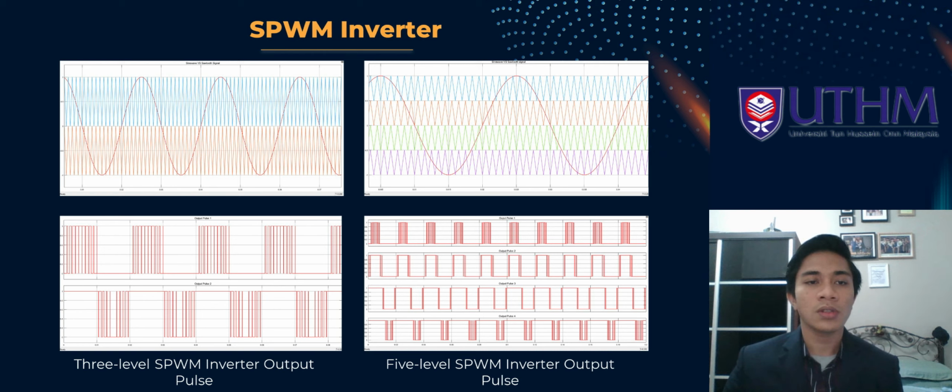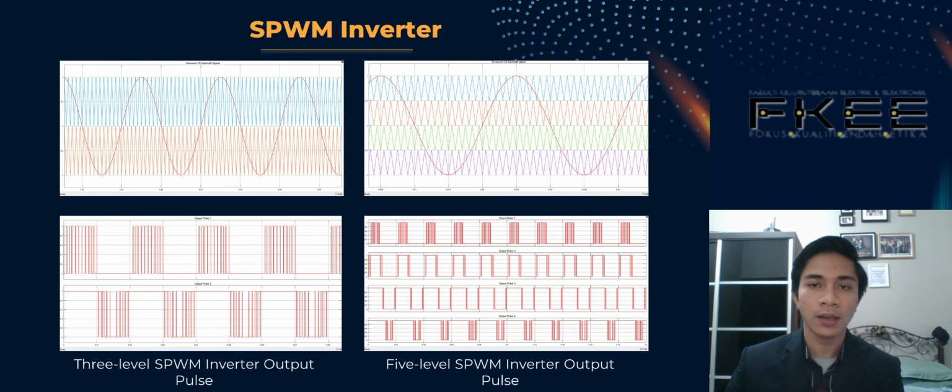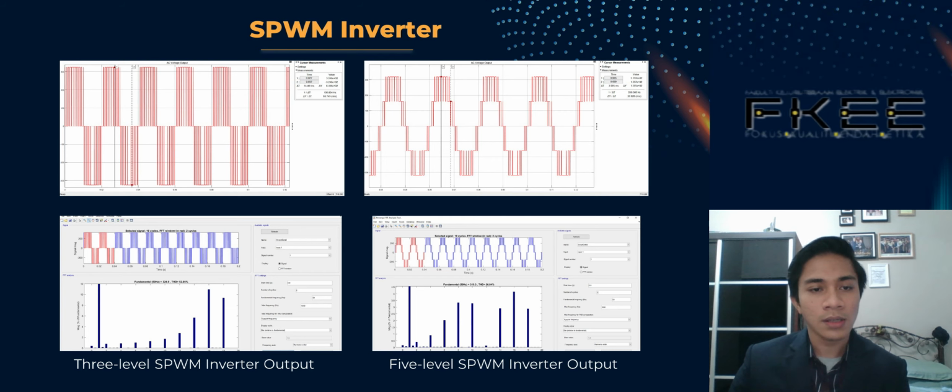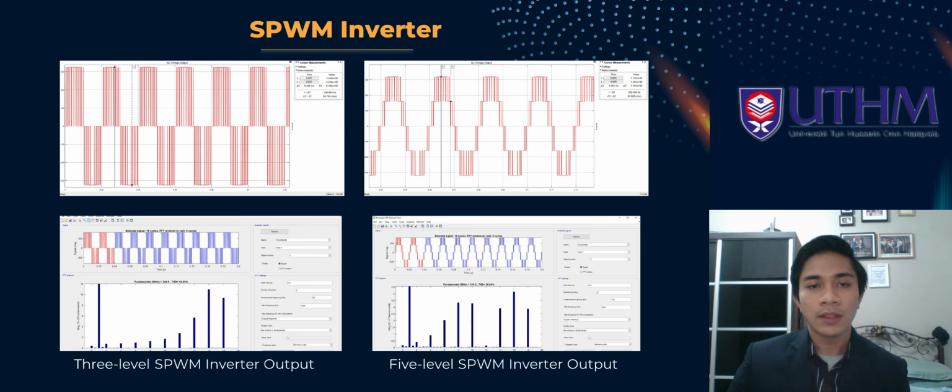The above pictures show the carrier signal and the reference signal, while the below shows the difference or the compared signal between the reference and carrier signal. So on the left is the 3 level and on the right is the 5 level of SPWM inverter. So as you can see here, when the number of levels of the inverter is increasing, the output pulses will be increasing too. Okay, so this is the output waveform of the SPWM inverter. So the level of the inverter is also the same as the PWM inverter, but we can see the difference is the pulse size between the PWM and SPWM inverter.